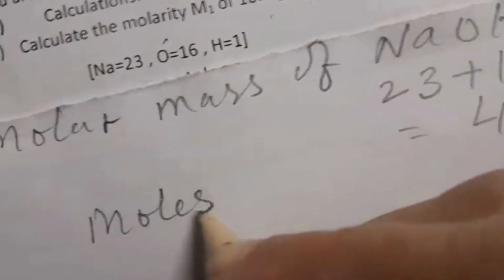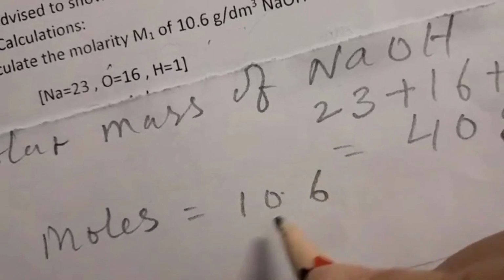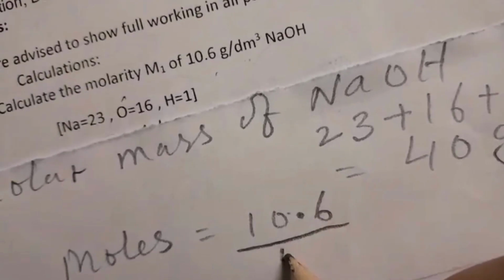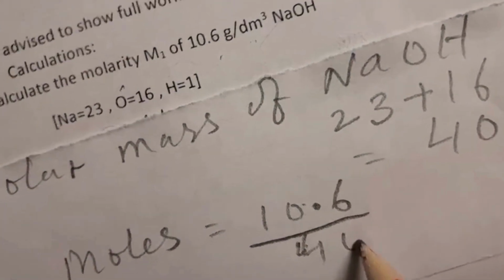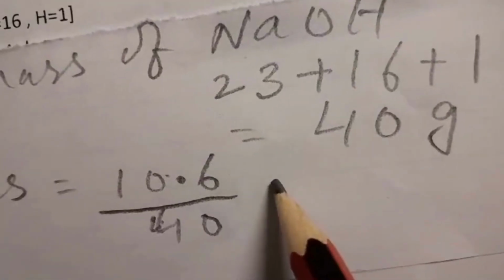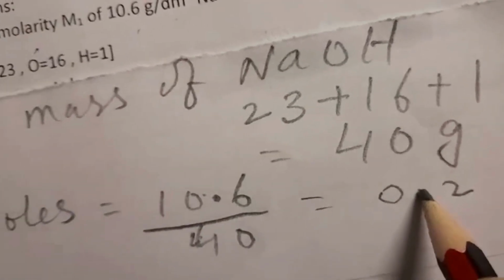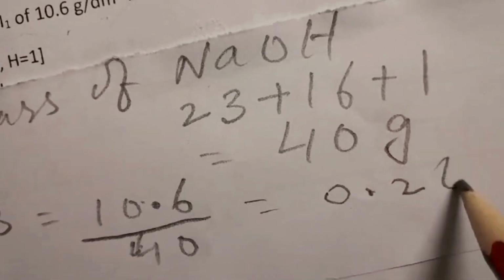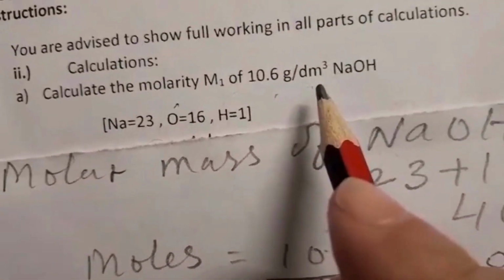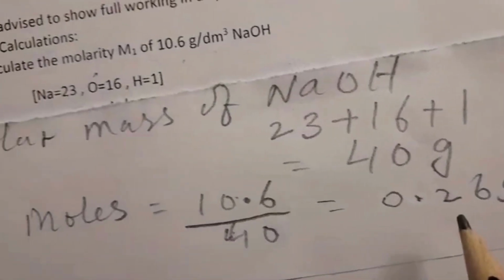So its moles is equal to 10.6 divided by 40. So when you calculate, this will come to 0.265. So the molarity M1 of the given solution is 0.265.